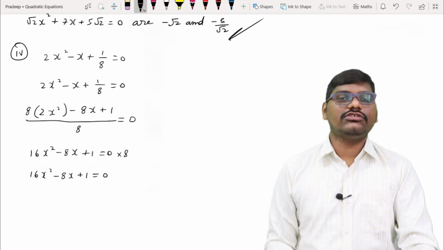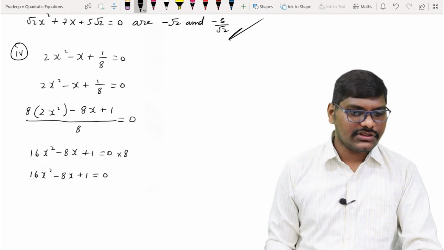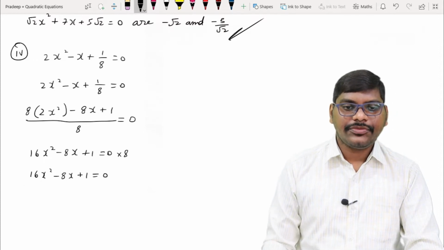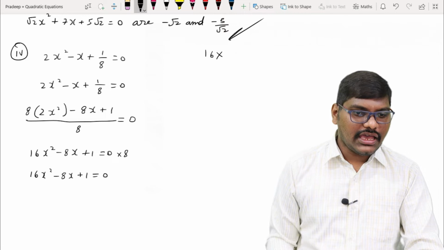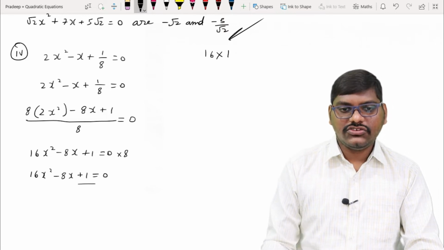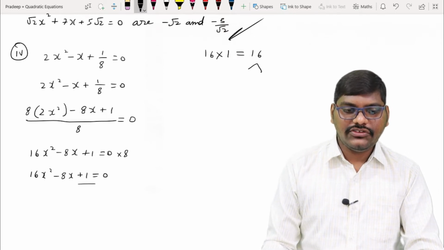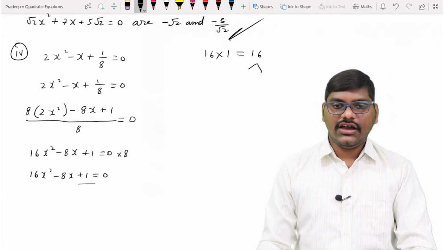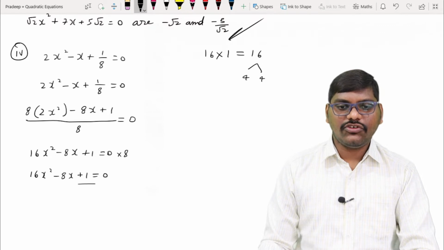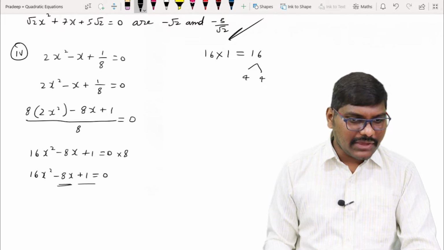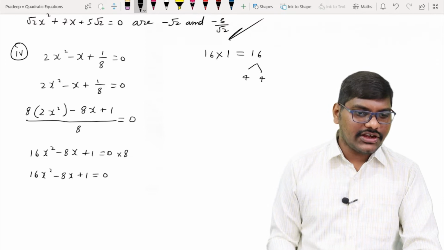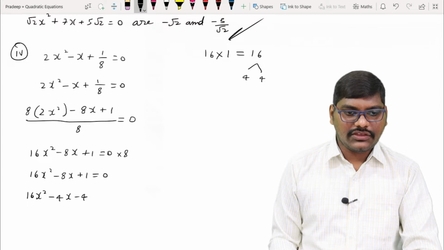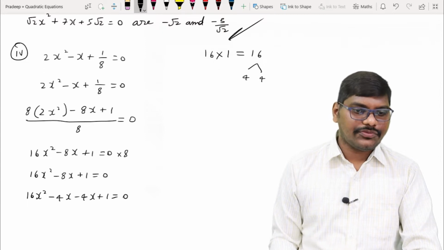Now we have to find the factors for this quadratic equation. Here the coefficient is 16 and the constant is 1, so 16 into 1 is 16. We just have to check the multiples of 16. I can take 4 fours are 16, 4 into 4 is 16, and it perfectly matches the middle term. So I can write 16x square minus 4x minus 4x plus 1 equal to 0.